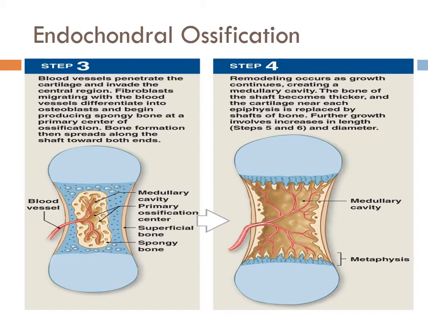Step 4, we're going to remodel this whole central area, creating a medullary cavity. So the bones of the shaft are going to become thicker, and the cartilage near each end of the epiphysis is replaced by shafts of bone.